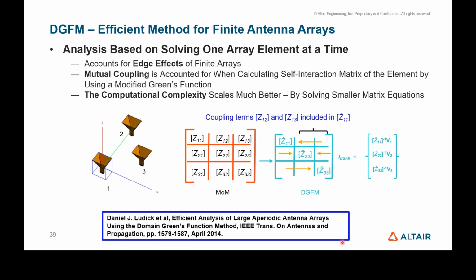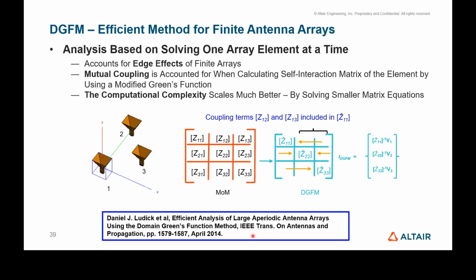This is the domain Green's function method for efficient solution of finite arrays. This is not an infinite array, so you can take a finite array, like in this case, elements like horn elements, for example, as long as each element is identical to the other. They can't be different types of elements, but they can be periodic, or arbitrarily placed. What we do is compress the method of moments matrix into a diagonal matrix, so it's easy to solve in terms of memory and time and get the solution for array analysis.